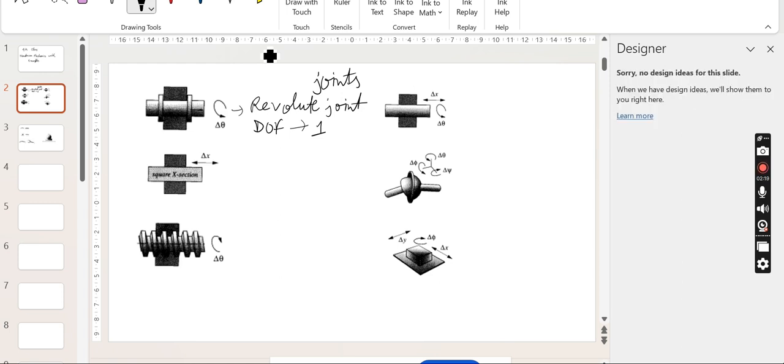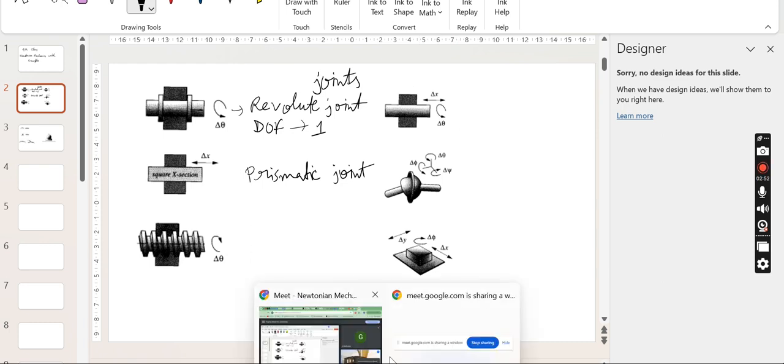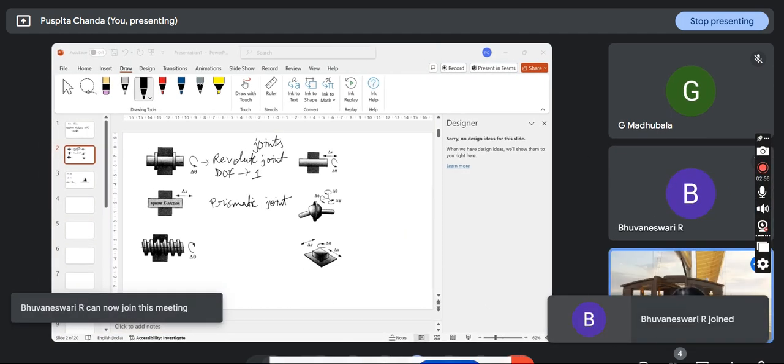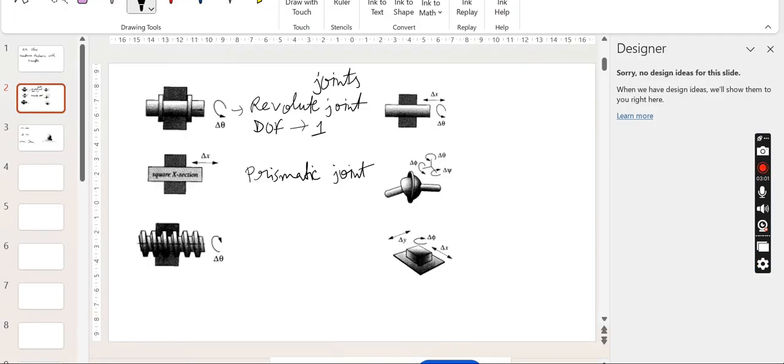This is a prismatic joint. In a prismatic joint, it doesn't rotate. It can just go out and go in. So the movement is only in one direction. We can call it the delta x direction because it is moving in the x direction. So only one independent coordinate is here, which is x. So for this system, the degree of freedom is also 1.